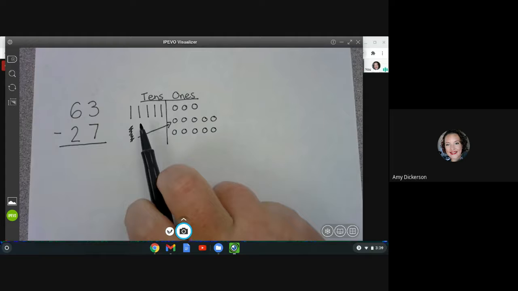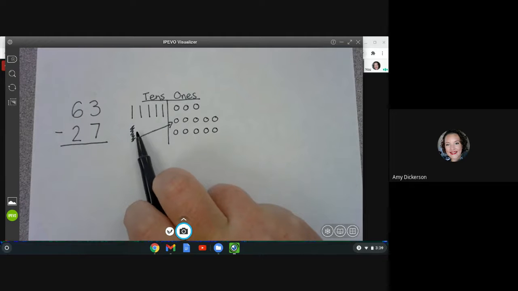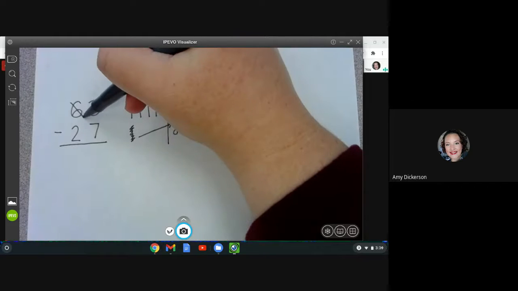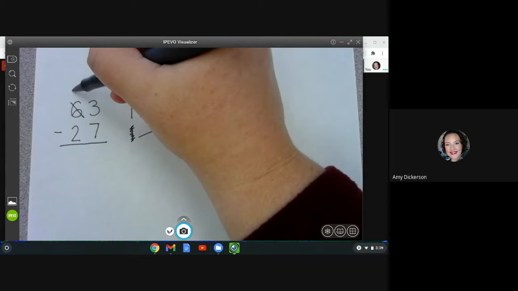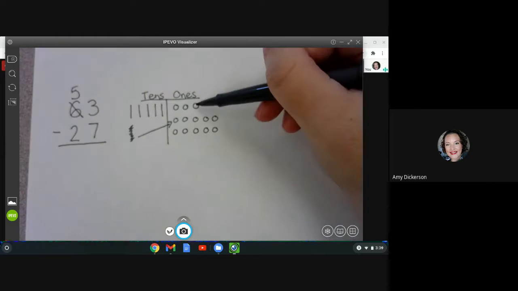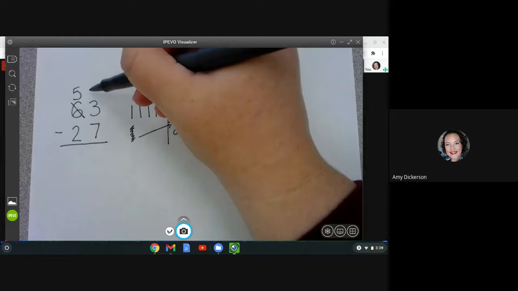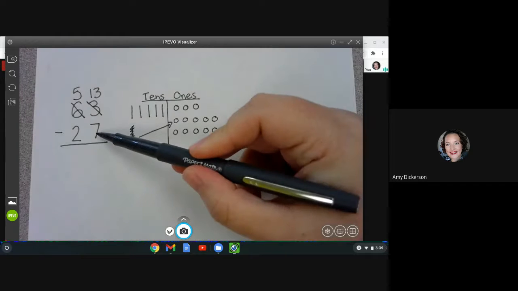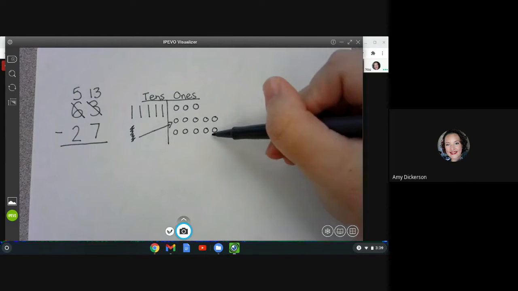But again, my numbers changed. I don't have 6 tens anymore. Now I only have 5. So I'm going to cross the 6 out over there and put a 5 above it. And instead of only having 3 ones, now I have 13 ones. Okay, time to subtract. Minus 7.